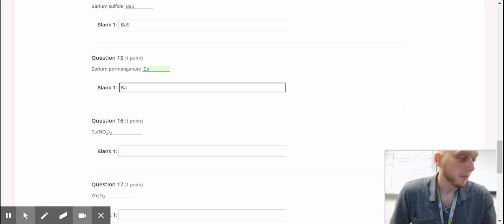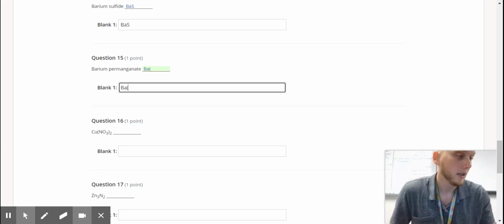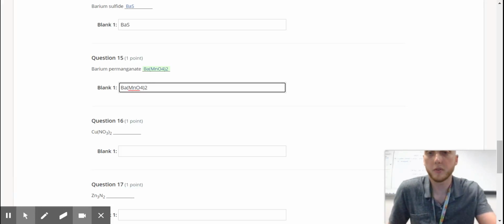Barium permanganate. Barium, once again, we know is a +2, so we can go ahead and put barium in there. Permanganate is just a -1 because you're looking on your polyatomic list. So you're going to crisscross this. So barium is going to stay at 1, and that's going to make 2 permanganate. So you're going to need the parentheses. And then permanganate is MnO4. Close the parentheses, and then you need 2 of them, so you put that 2 there.